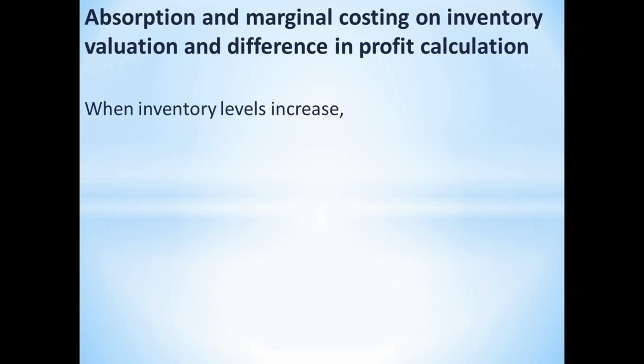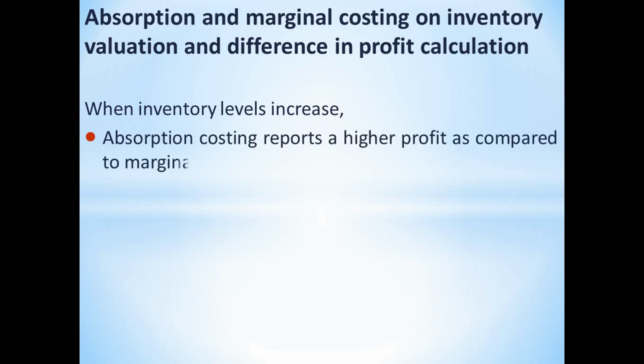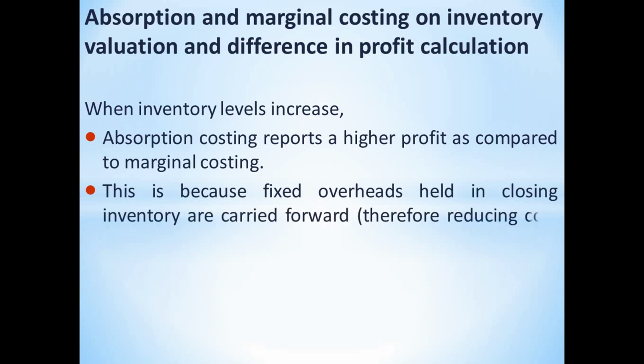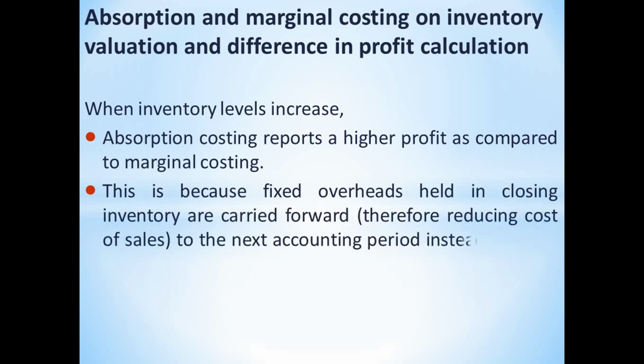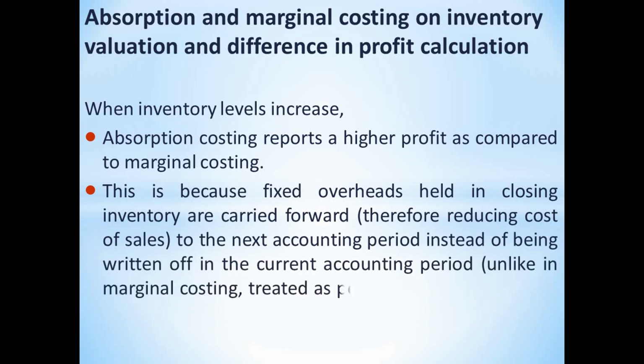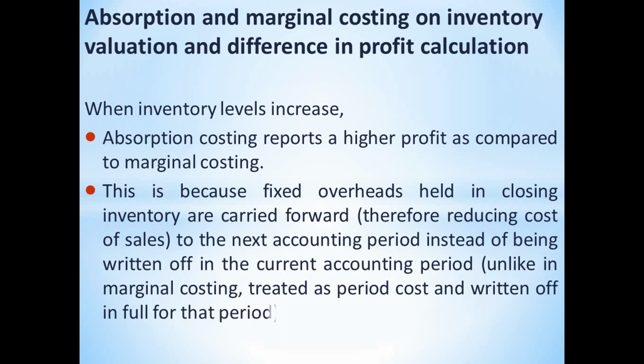When inventory levels increase, absorption costing reports a higher profit as compared to marginal costing. This is because fixed overheads held in closing inventory are carried forward, therefore reducing cost of sales, to the next accounting period instead of being written off in the current accounting period, unlike in marginal costing, treated as period cost and written off in full for that period.